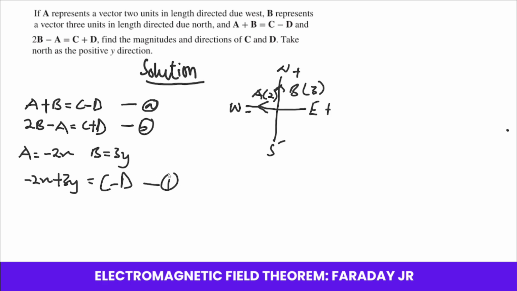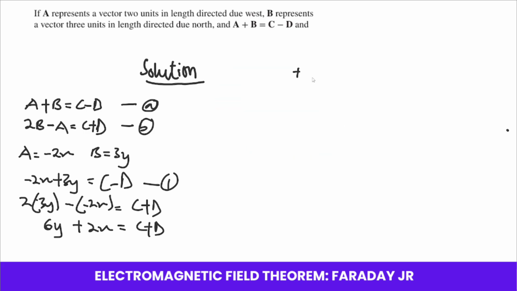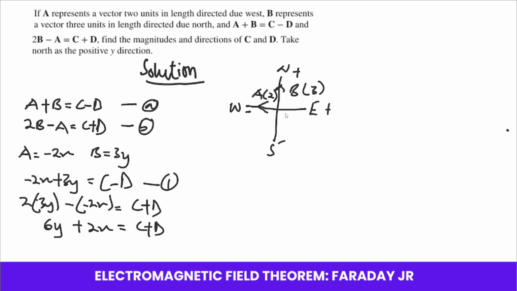We get equation 1. Then for equation B, we have 2 multiplying our B's 3y minus our A, that's negative 2x, equals C plus D. So this is 6y plus 2x is equal to C plus D. So we are going to solve these equations simultaneously.